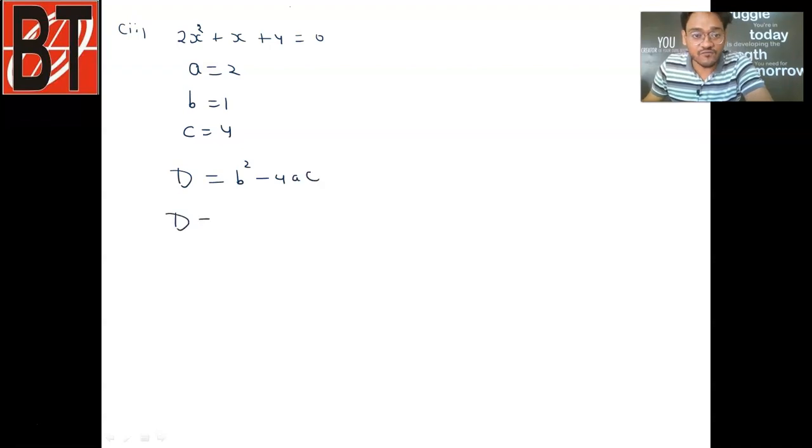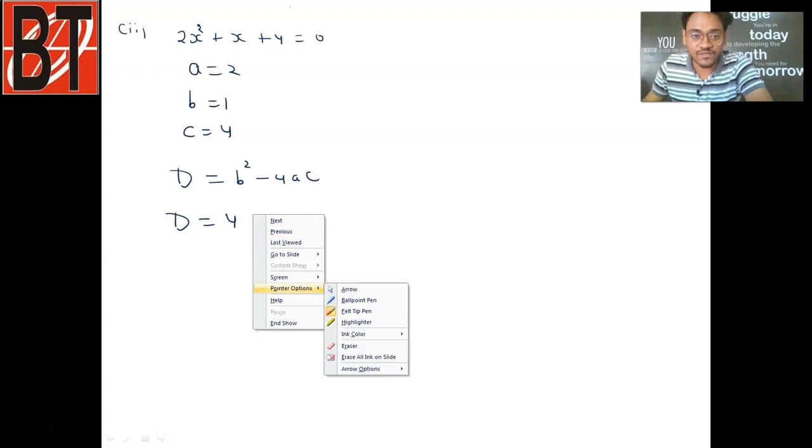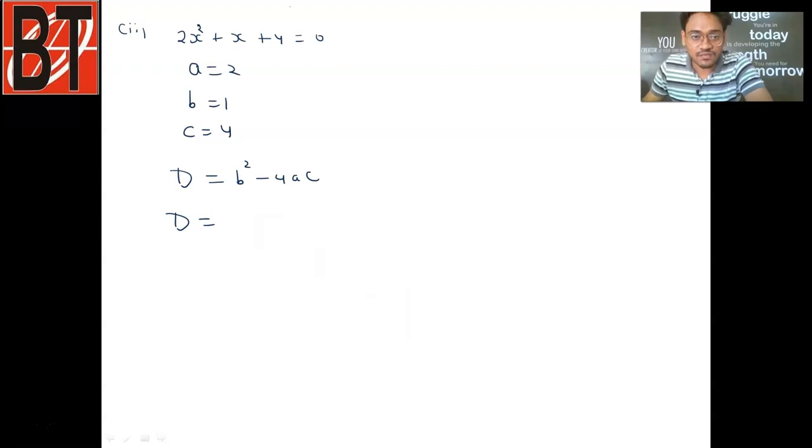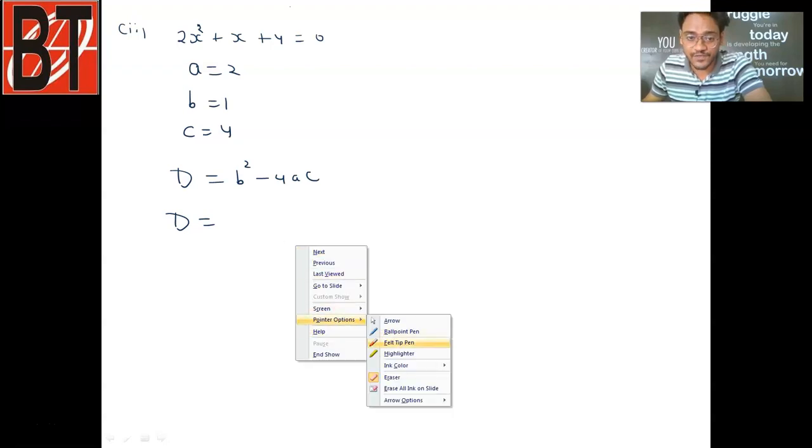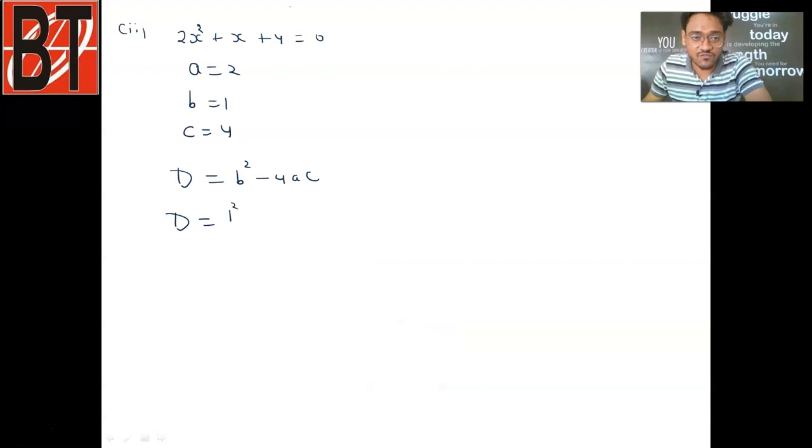So the value of D is going to be what? The value of D is going to be 1 square minus 4 into 2. Okay, let me just write. It's 1 square minus 4 into 2 into 4. So students, can you check? It's 1 minus, 4 2s are 8, 8 4s are 32. So it's going to be 32. So the value of D is 1 minus 32 or minus 31.